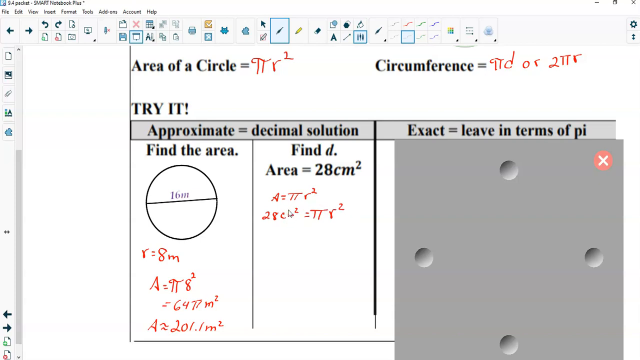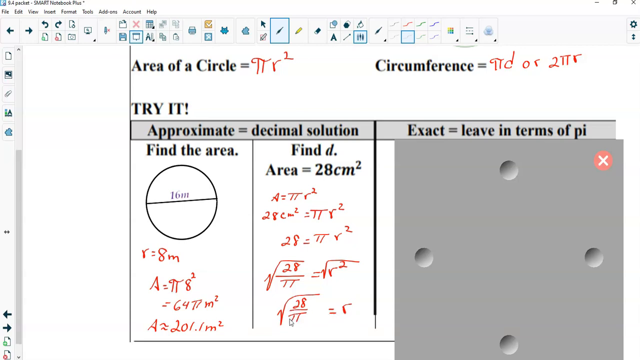So what we want to do, let us cancel this right here so that we are working with just the numbers. So we got 28 is equal to pi radius squared. So divide by pi, so 28 divided by pi is equal to radius squared, and then take the square root of that. So the square root of 28 divided by pi is equal to the radius. And then if you want the diameter, multiply that times 2.